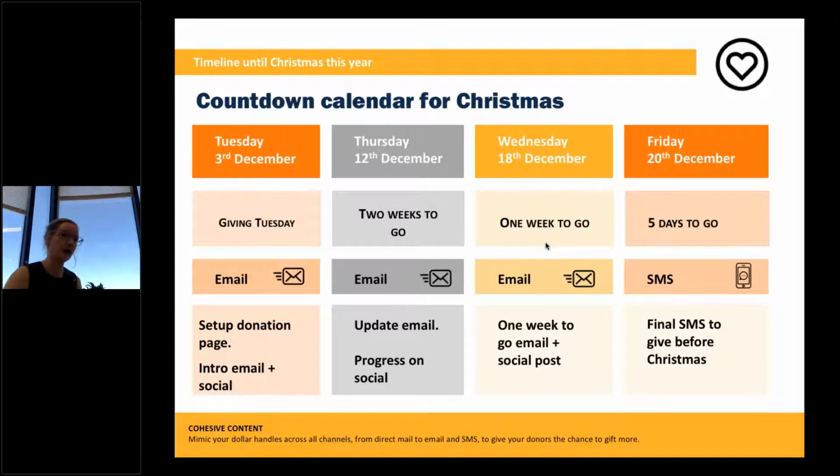Then you want to follow up the week after and say, it's 2 weeks to go before Christmas, and once again send an update email, giving a little bit of a progress report on how things are going, and you want to do this on social as well. Then the week following, Wednesday the 18th of December, is 1 week to go before Christmas. Things really start to build some momentum now. You want to send that email, and have a supporting social post, just to build that momentum.